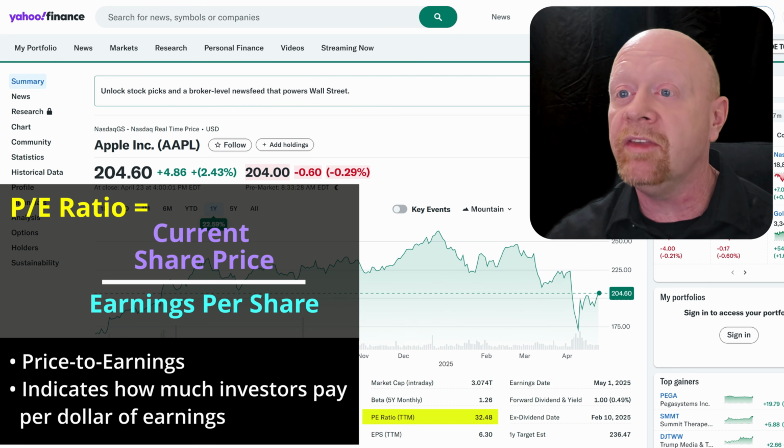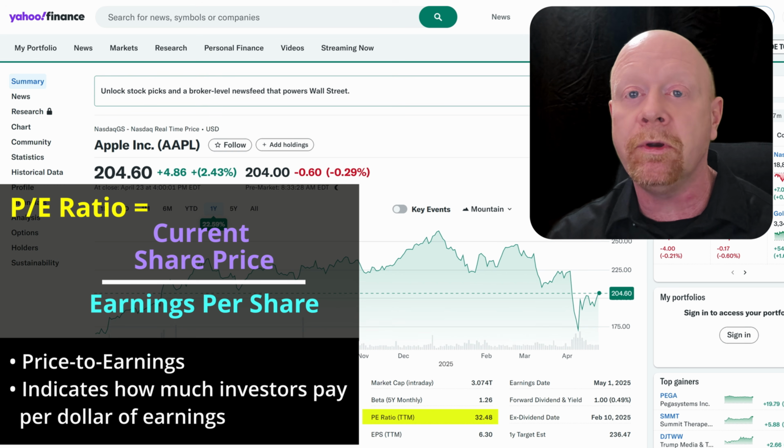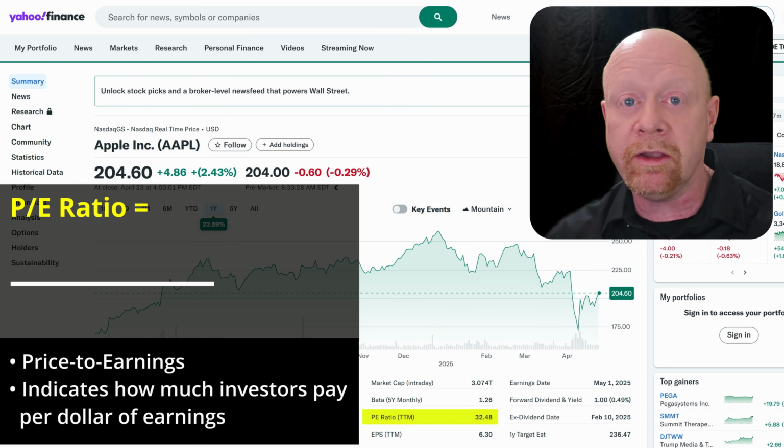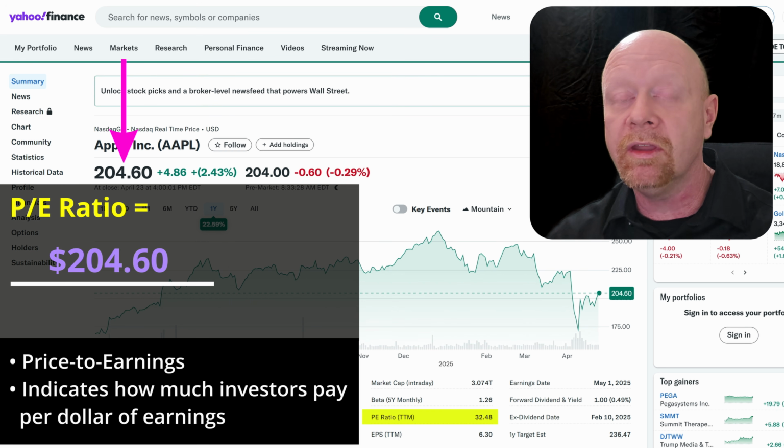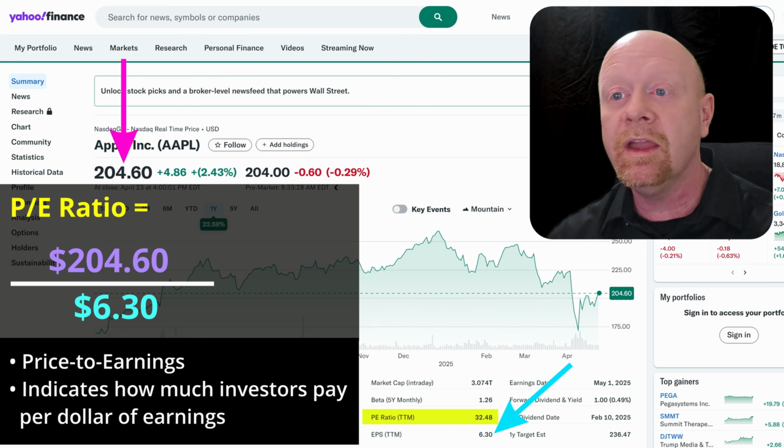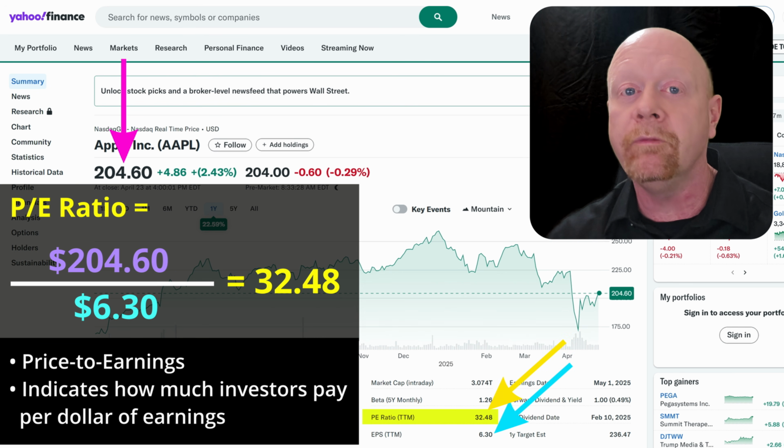Why this matters is it indicates how much investors pay per dollar of earnings. So to calculate it, we take 206 divided by 6.35, and that equals a PE ratio of 32.48. A high PE ratio could indicate that the stock might be overvalued, and a low PE ratio could indicate that a stock is potentially undervalued.